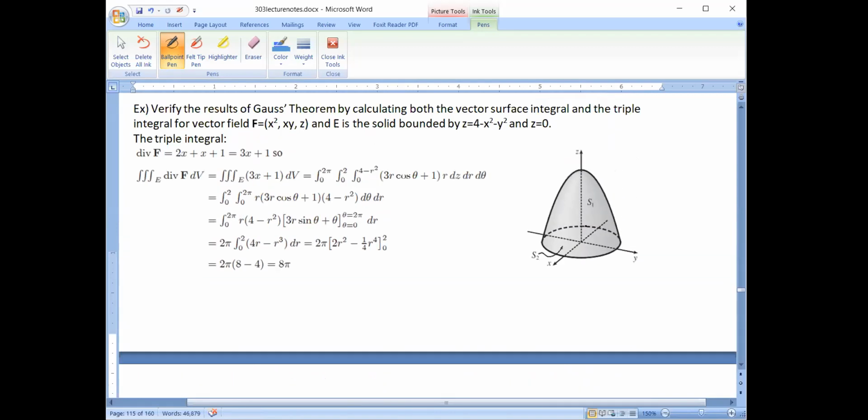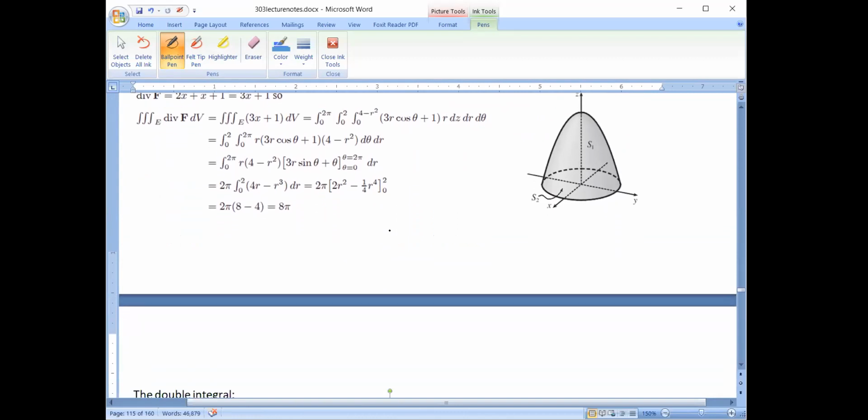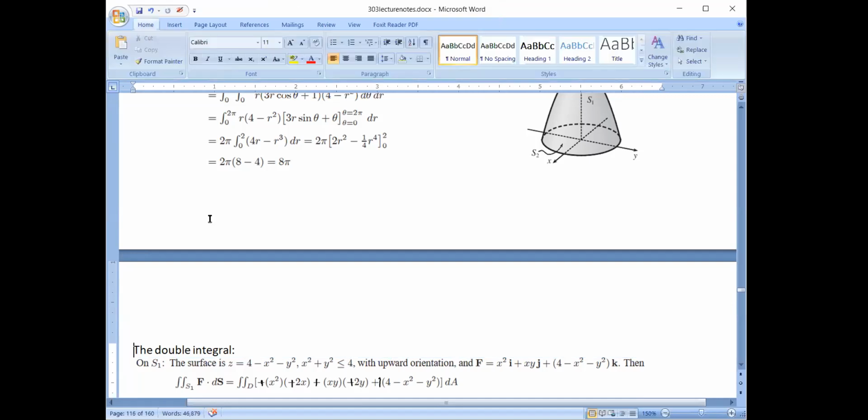And then the vector field. The vector field was given as x squared comma xy comma z, and we know we need to replace z with the given formula, which is 4 minus x squared minus y squared. So there's your vector field, and now we just take the dot product. That gives you x squared times 2x plus xy times 2y plus 1 times 4 minus x squared minus y squared over the region dA.